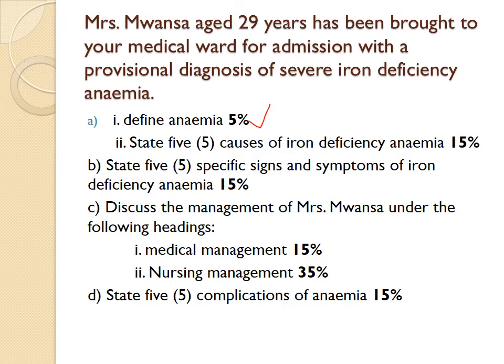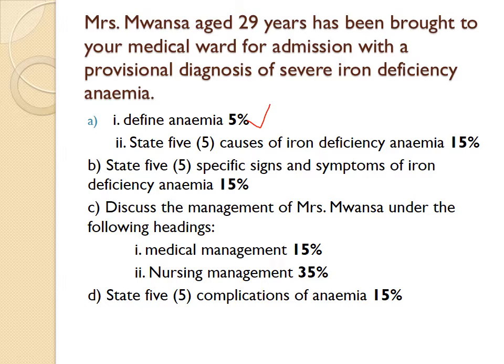So first question, it says define anemia, 5 marks. Anemia is a condition in which there is reduction in the oxygen carrying capacity of the blood as a result of fewer circulating erythrocytes than normal, or a decrease in the concentration of hemoglobin, characterized by pallor, fatigue, and headache.